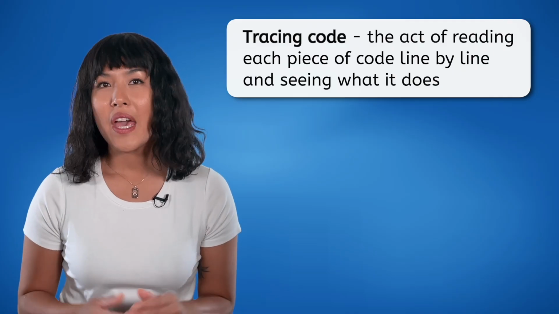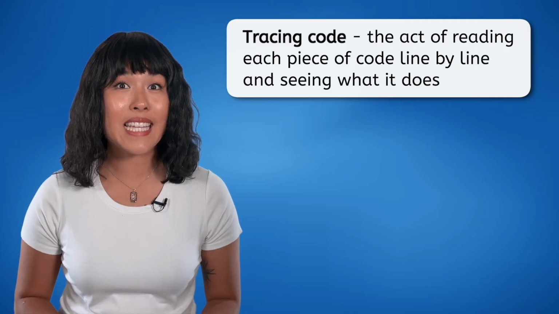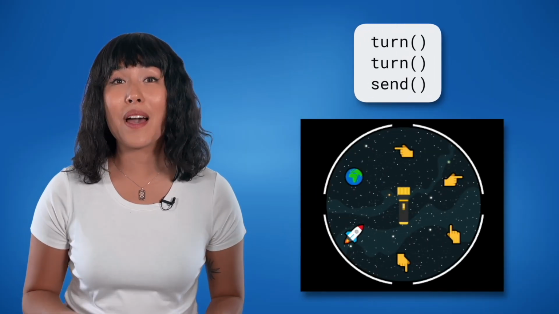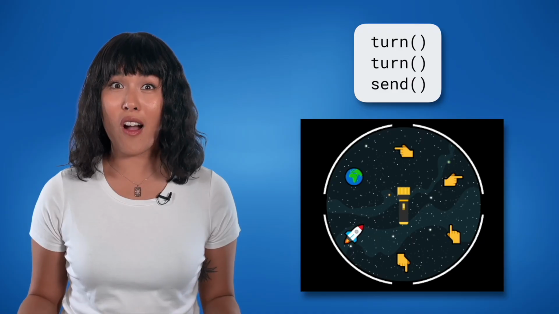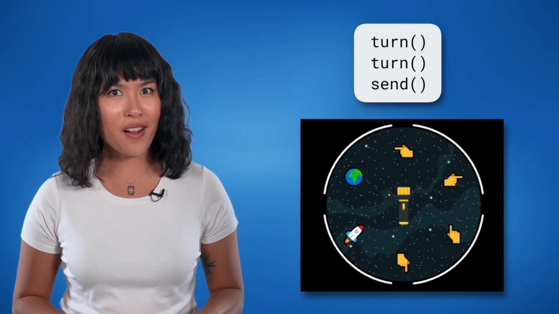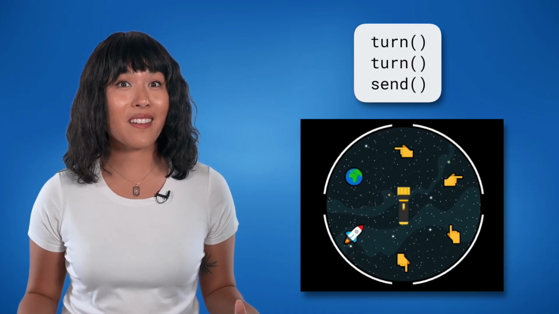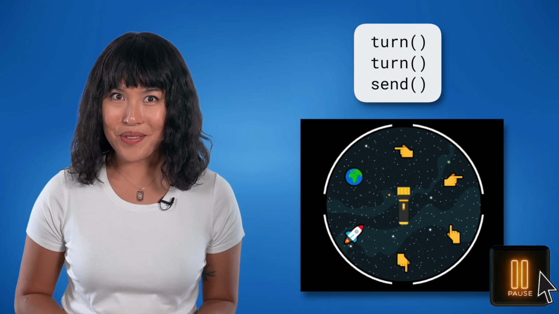For example, if you wanted to send the hand pointing down symbol, but the hand pointing up symbol was being displayed, you could follow through this code step by step and see what is wrong. Can you figure out what's wrong? Pause the video here and see if you can figure it out.